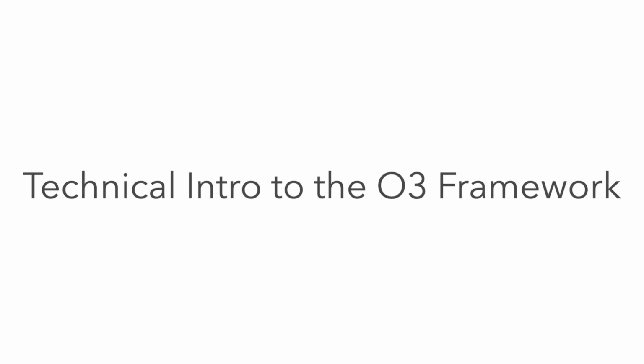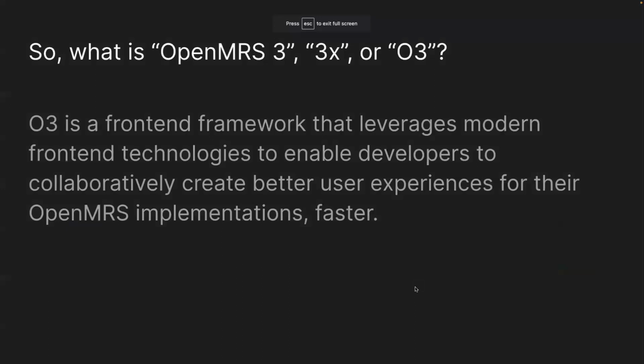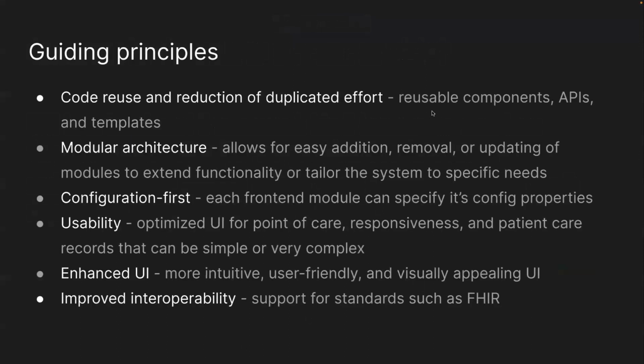Either approach is fine. So what is OpenMRS 3, 3.x, or O3? It's a framework that leverages modern front-end technologies to enable us to collaboratively create better experiences faster. We had a couple of guiding principles in choosing how to architect O3. This was a very long community process.